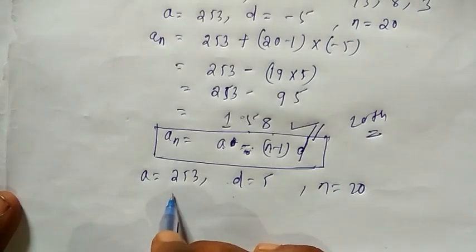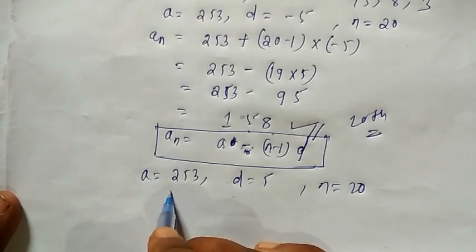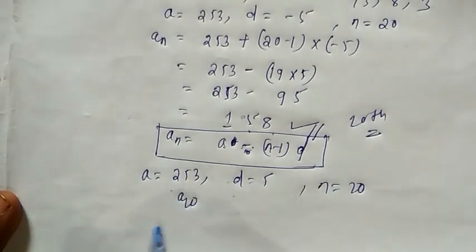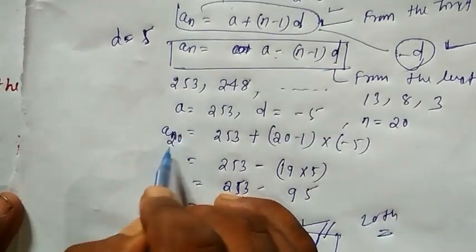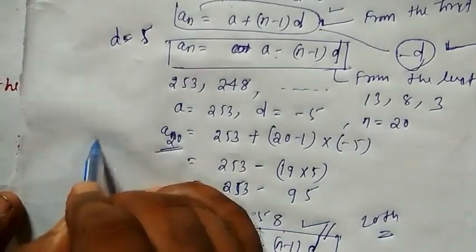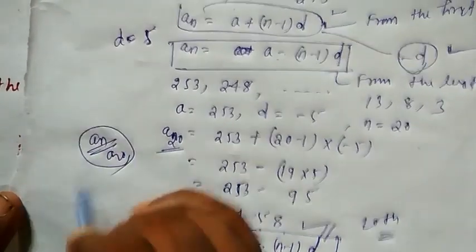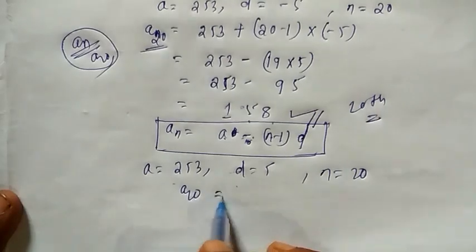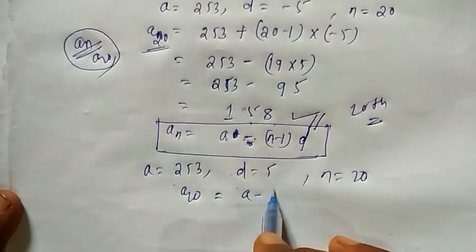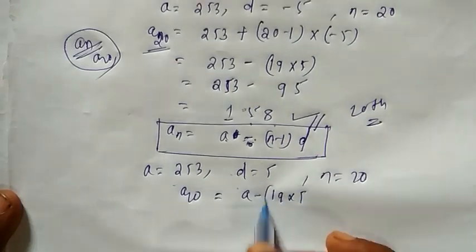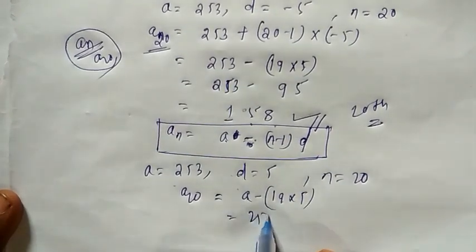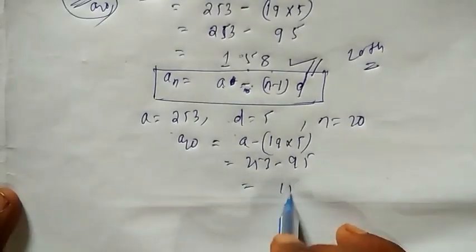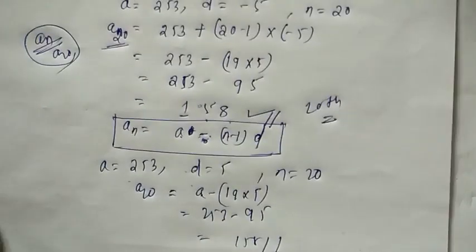You have to find the 20th term, which is what is being asked. So you can write here a20, because the question is asking for the 20th term. Instead of writing an, you can write a20. So a20 is equal to a minus 19 into 5. So a is 253 minus 95, and you get 158. Anyway, you can calculate.